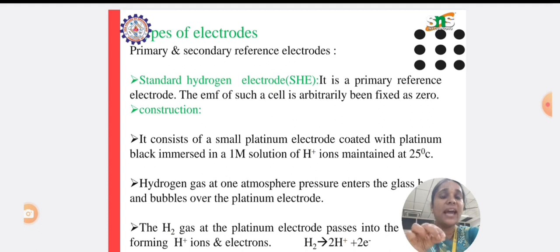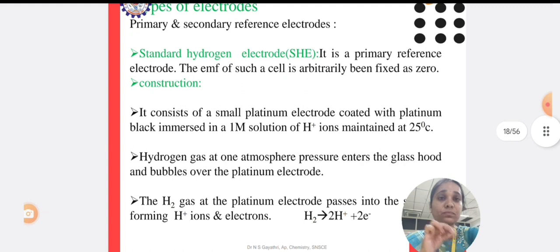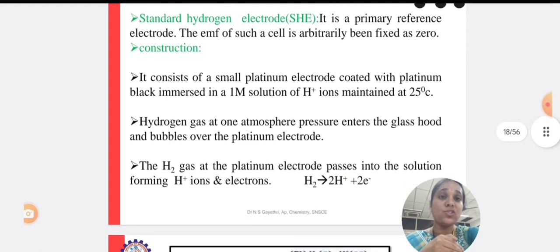Next, hydrogen gas at 1 atmosphere pressure is bubbled over the platinum electrode. The hydrogen gas at the platinum electrode passes into the solution, forming H plus ions and electrons, that is, H2 gives 2H plus and 2 electrons. This takes place at the anode. The main thing in the standard hydrogen electrode is that hydrogen gas should be passed through while the reaction happens.